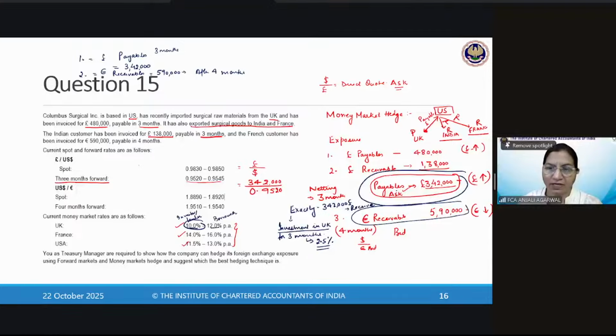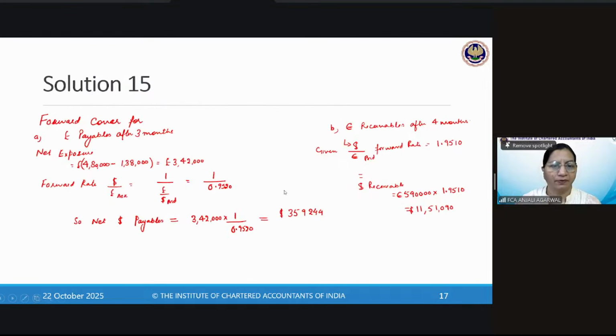But for creating a receivable in pounds, you need to make an investment today in UK. For making the investment in UK, you will get 10% interest. For 3 months, it will become 2.5%. So how much do you need to invest? The present value of 342,000. I will erase the forward cover, I guess. That must be clear to you.